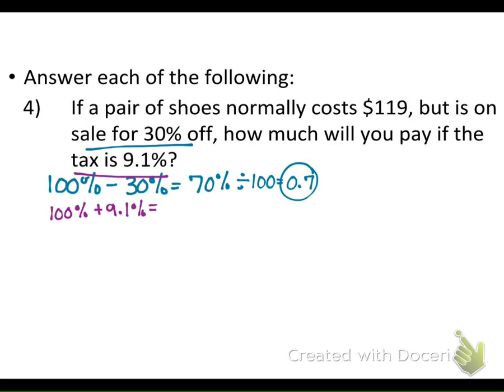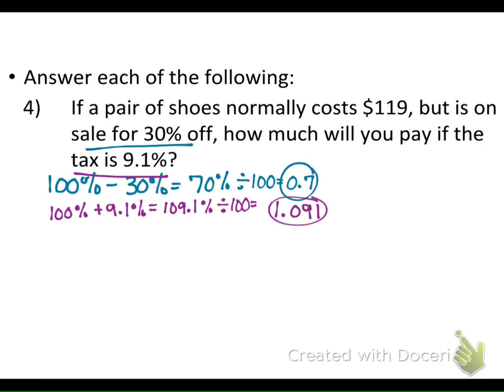Okay, the reason why we're going to add 9.1% is because the shoes are going to be taxed 9.1%. So what's 100% plus 9.1%? 109.1. Okay, change this percent to a decimal by dividing by 100. What is 109.1% divided by 100? What is it when it's a decimal without the percent sign here? 1.091. Okay. I'm going to circle it. This is my second multiplier.